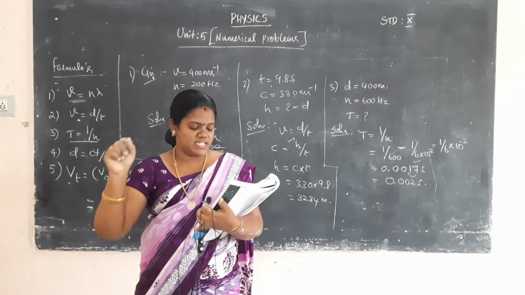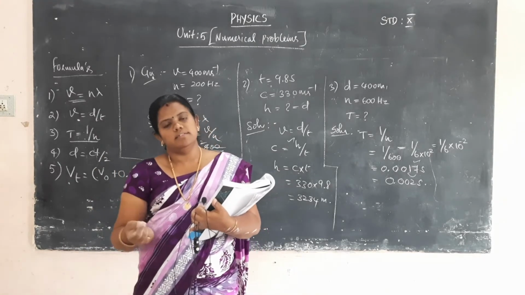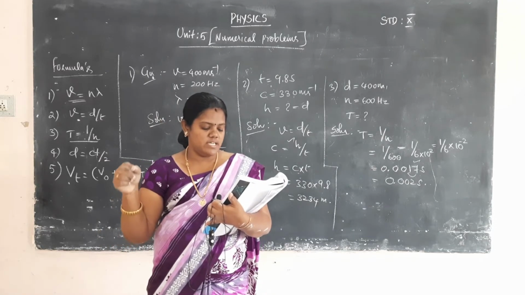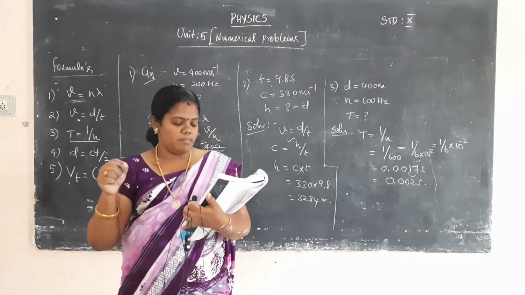What is the depth of the sea? Again the d value will be calculated. What is the depth of the sea? The velocity of sound in sea water is 1400 meter per second.